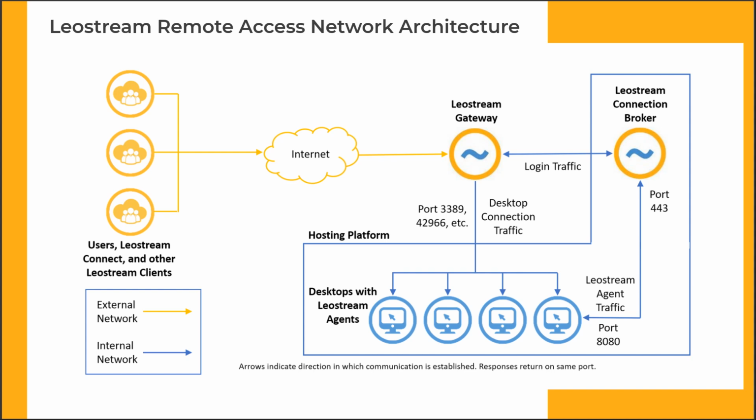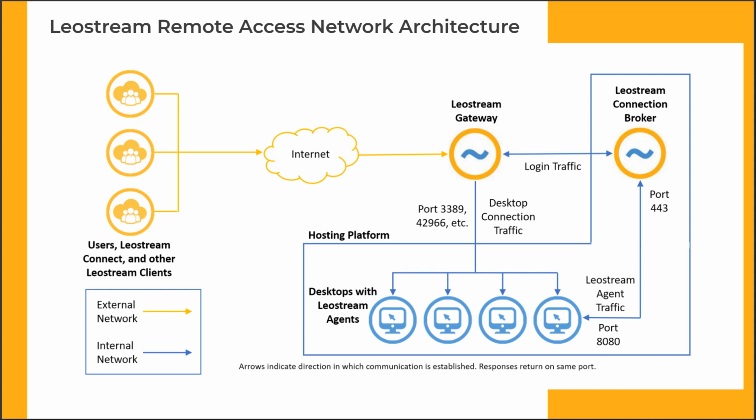The broker communicates with the agent on port 8080, but that's completely configurable by you. Agents always communicate with the broker on 443 for a nice secure connection. Your agents and brokers are typically tucked away somewhere on a network that is not accessible by the users and their clients when they're remote. Your users and clients are over there on the left. So in between them is the Leostream gateway.